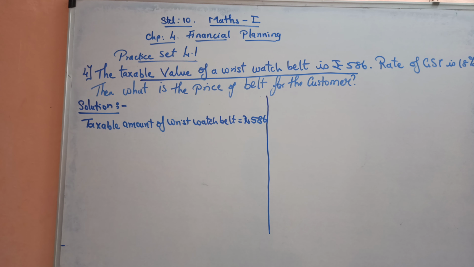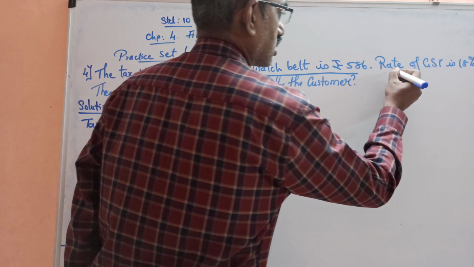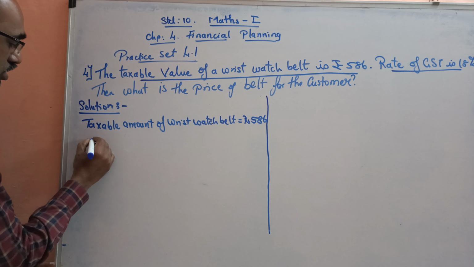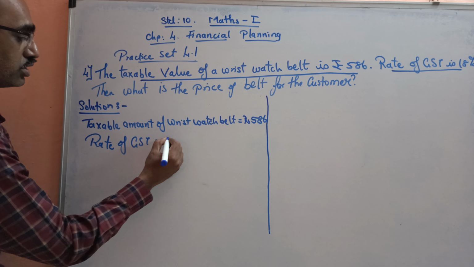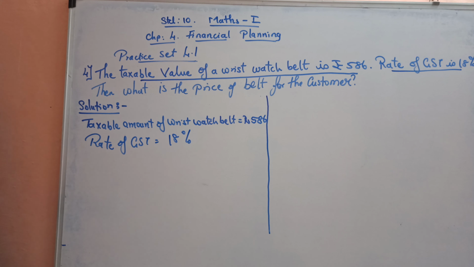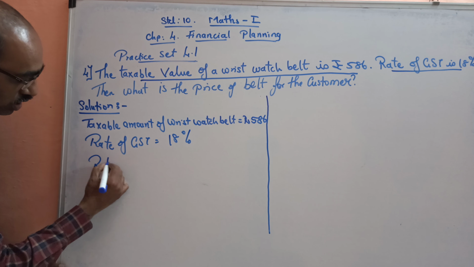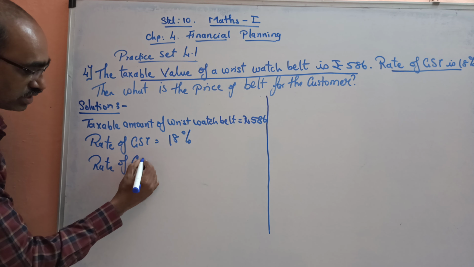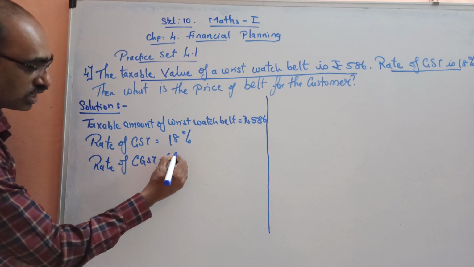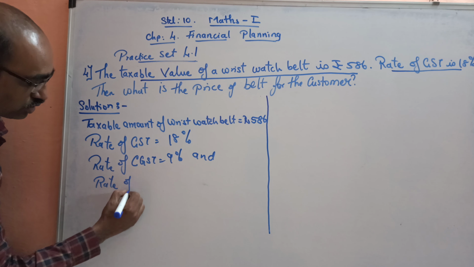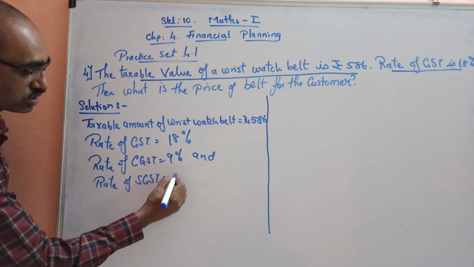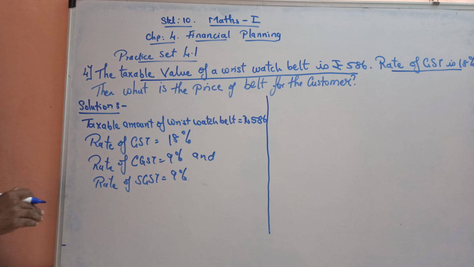So now he has to pay the GST. So next sentence is over here, it's a rate of GST. Rate of GST is equals to how much? 18%. Okay, so therefore, I've told you, it has to be bifurcated. Central GST is equals to 9% and rate of state GST is equals to 9%. This both is going to take 9%, that's why it becomes a 18%.